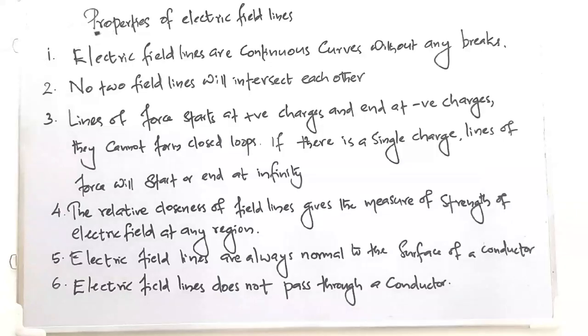We are going to discuss some of the important properties of electric field lines. Electric field lines are continuous curves without any breaks. No two field lines will intersect each other. The lines of force start at positive charges and end at negative charges. They cannot form closed loops. If there is a single charge, lines of force start or end at infinity. The relative closeness of field lines gives the measure of strength of electric field in that region. Electric field lines are always normal to the surface of a conductor. Electric field lines do not pass through a conductor.